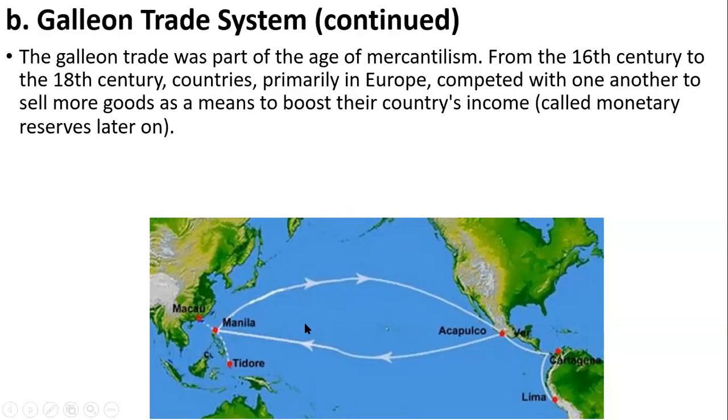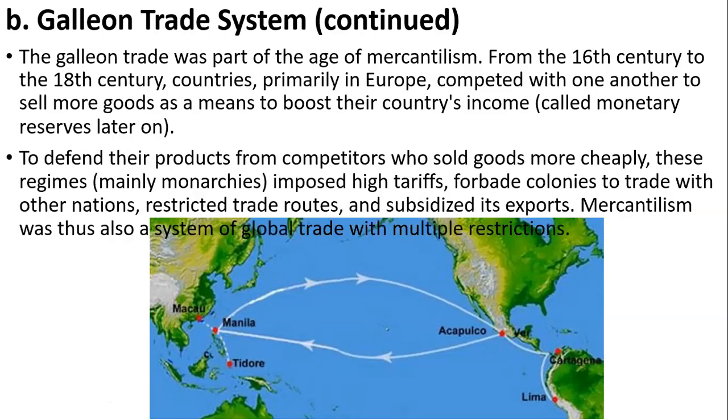So this galleon trade was part of the age of mercantilism, from the 16th century to the 18th century. The countries, primarily in Europe, competed with one another to sell more goods as a means to boost their country's income, called the monetary reserves later on. So they defend their products from the competitors who sold goods more cheaply, mas mura yung pagbebenta ng mga competitors.